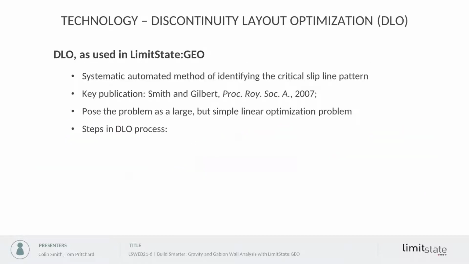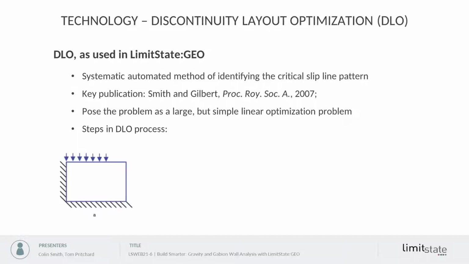Now, just a little bit of background to the technology used in LimitState GEO. We use a method called discontinuity layout optimization, or DLO, which is a systematic automated method of identifying critical slipline patterns. This was published in the Proceedings of the Royal Society back in 2007, and essentially poses the problem as a large but simple linear optimization problem.